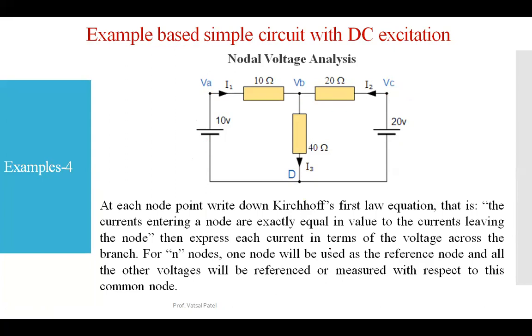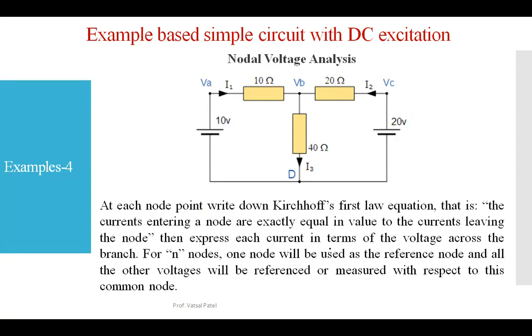For n number of nodes you have, one node will be your reference node in the circuit. All the other nodes are measured with respect to this common node. In this circuit diagram, at each node we will apply KCL, right? And then we will identify the current value in terms of the voltage across that branch.